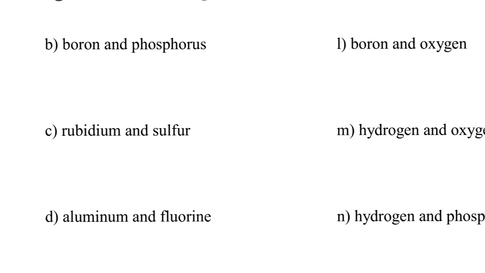Boron and phosphorus. Boron has a 3+ charge. Phosphorus has a 3- charge. Once again, they're the exact same numbers. So we can put BP. Not a good gasoline company, but, you know, boron phosphide is a pretty good compound.